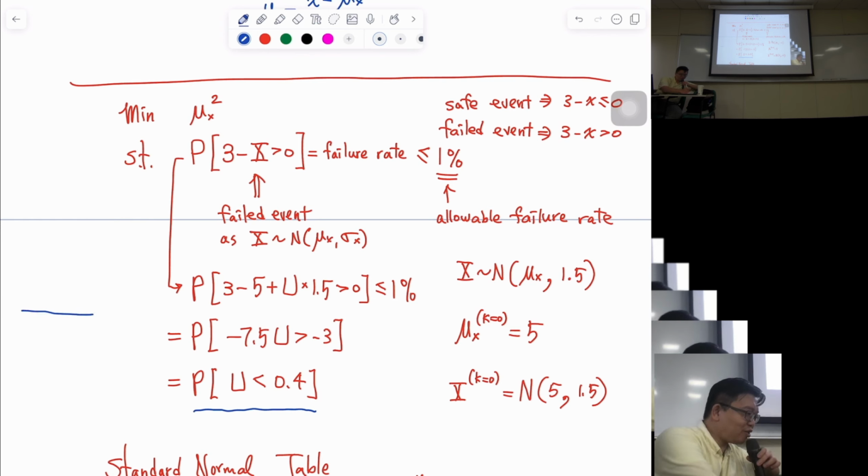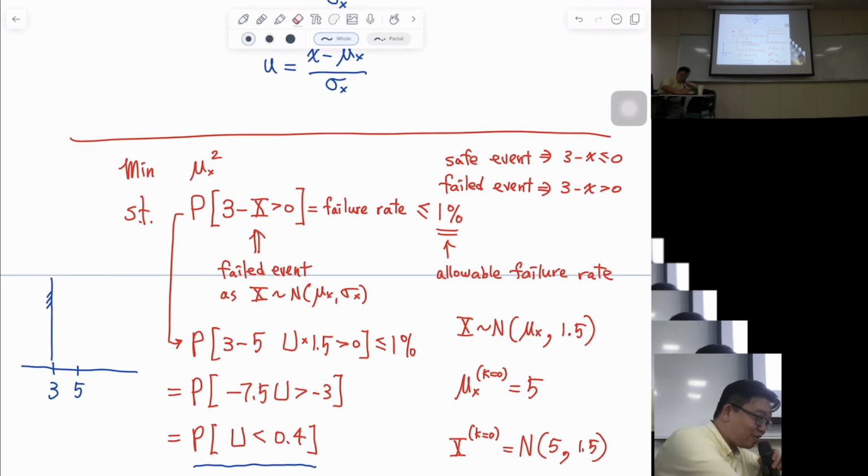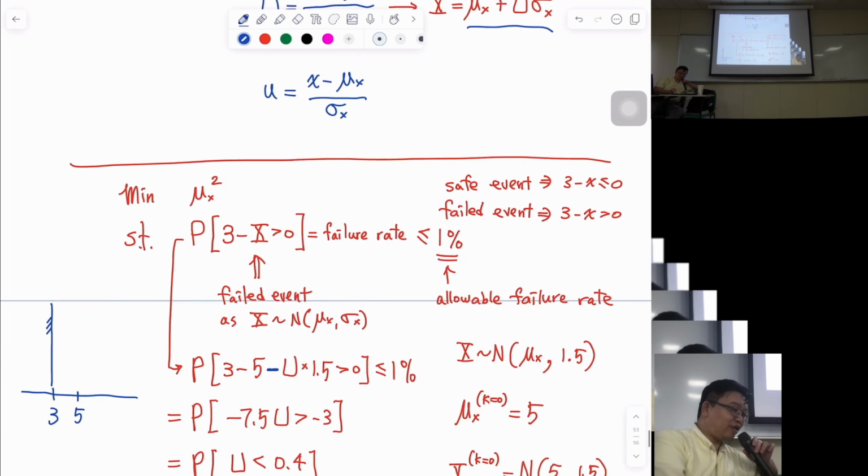Let me make a drawing, just to make sure. Here's 3, here's my wall, and here's 5. Here's my distribution. So, I made a mistake right here. This should be negative, so I'm sorry. That's why it's weird. Here, this is negative. I made a mistake, because the equation is here, okay?